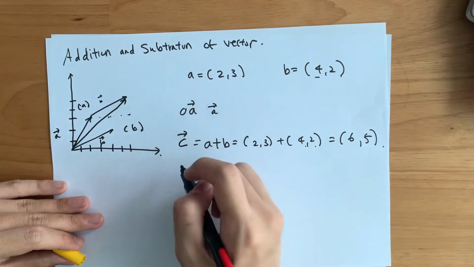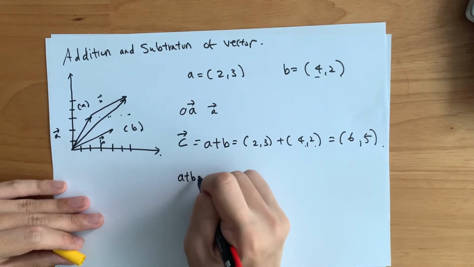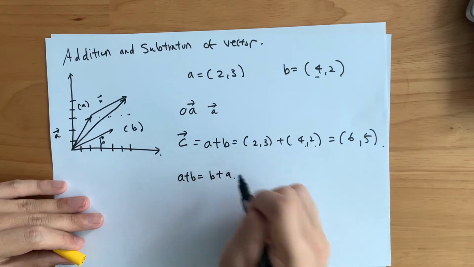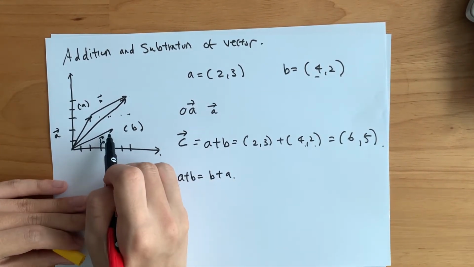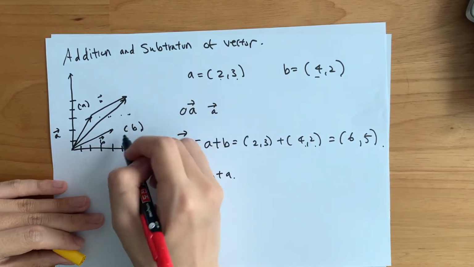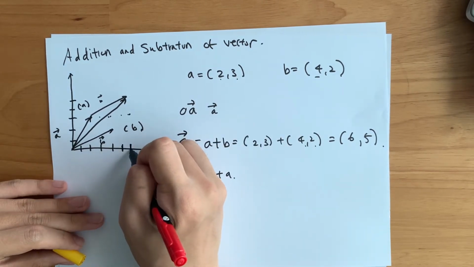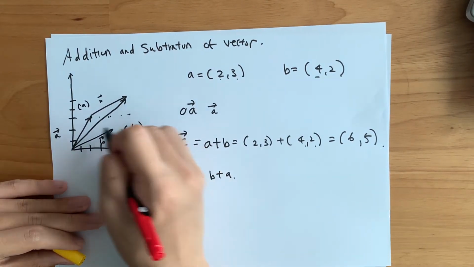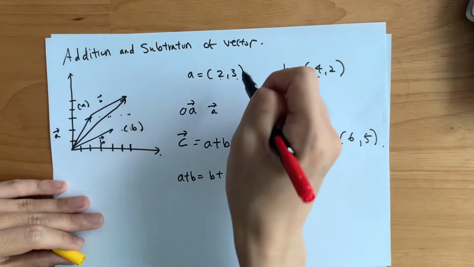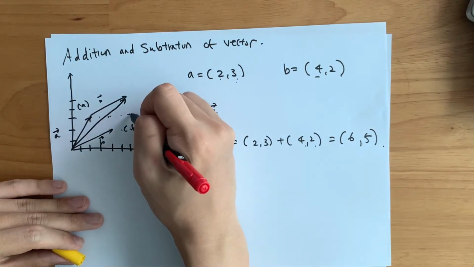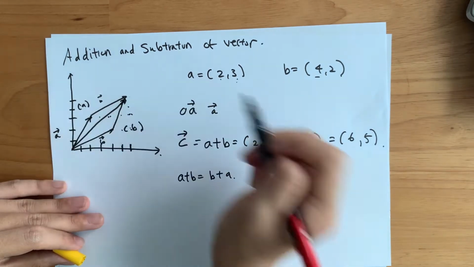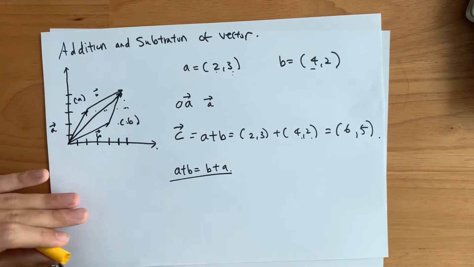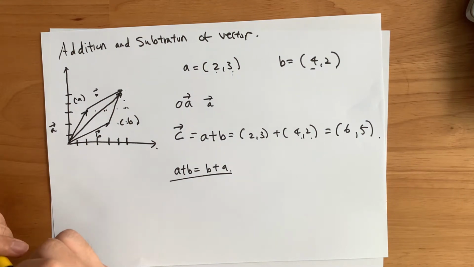But it also has the commutative property, which is A plus B is equal to B plus A. Let's do the same thing. B is here, (4, 2), and then A is (2, 3). So 1 and 2, 1 and 2, then y has 3 parts, 1, 2, 3. So we have it like this. So we proved that it has this property, right?